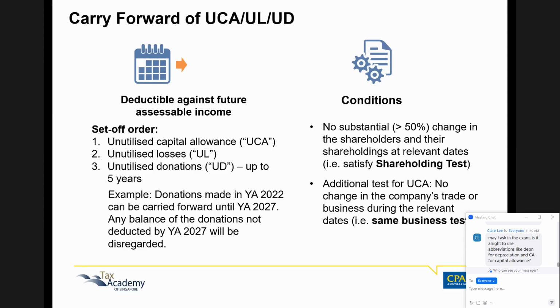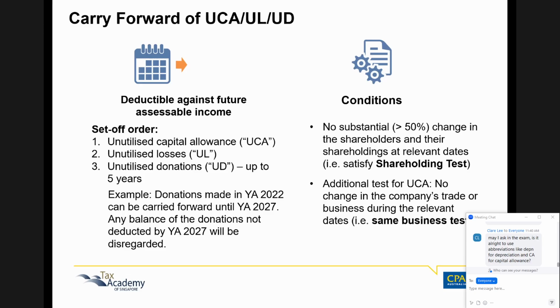Conditions. There's no substantial change in shareholders and their shareholdings on the relevant dates, meaning they have to pass what we call the shareholding test, more than 50%. For UCA, there's an additional test that there's no change in the company's trade or business during the relevant dates, meaning they have to still be conducting the same business.